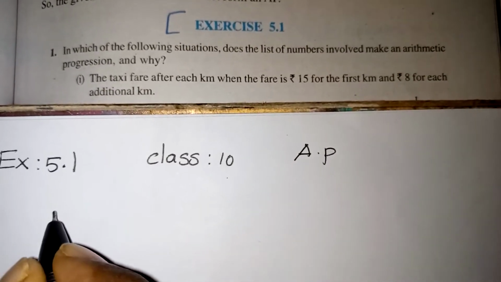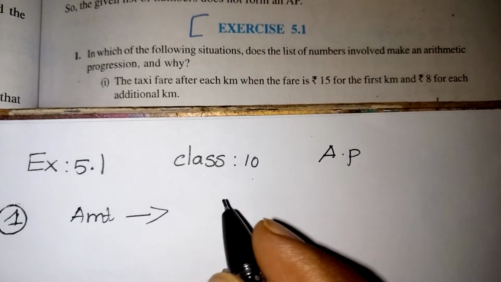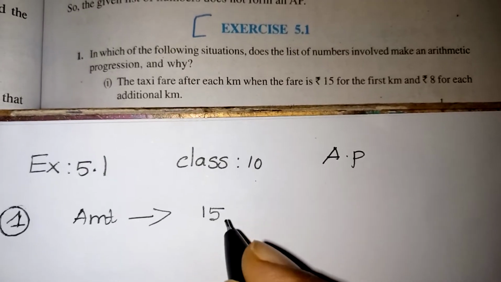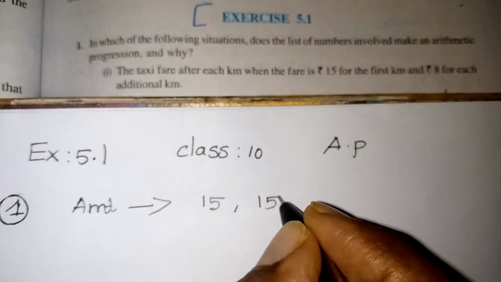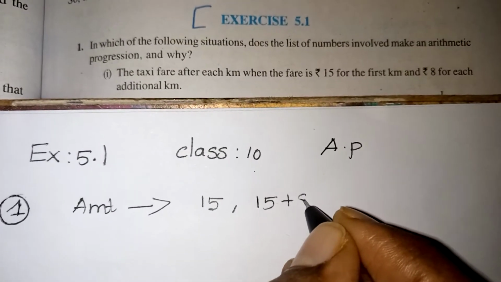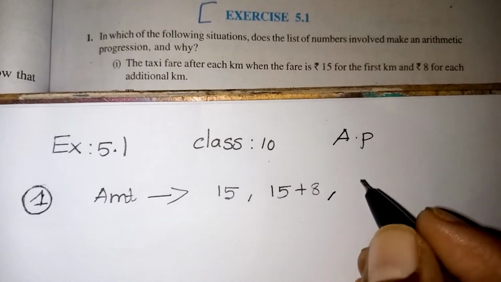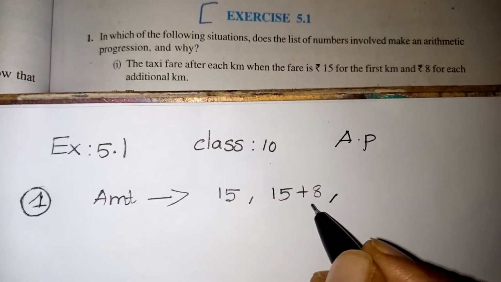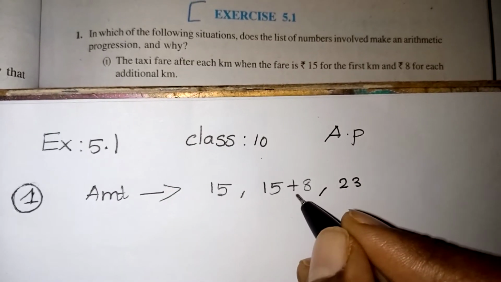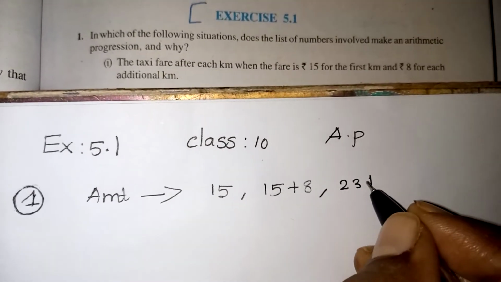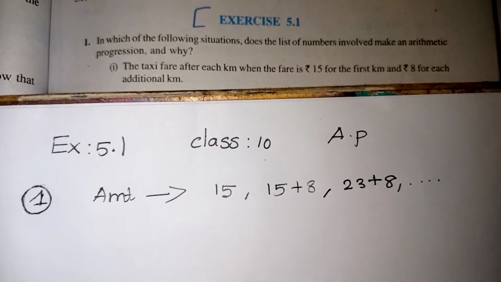So the amount paid for the first kilometer is only 15 rupees. When we are traveling for the second kilometer it will be 15 rupees for the first kilometer plus 8 rupees for the second kilometer, so they have paid 23 rupees. Now when they are moving for the next kilometer, 23 rupees they have paid before, so 8 rupees will be added. In this way, 8 is added for each and every kilometer.